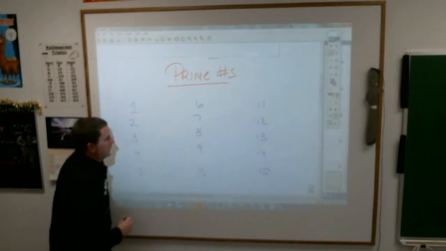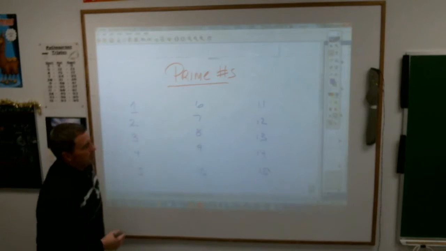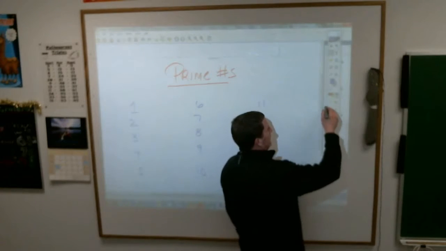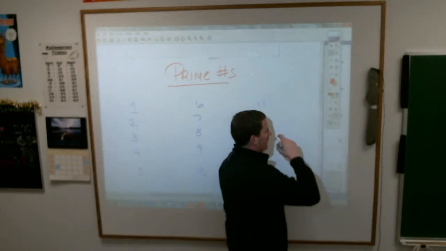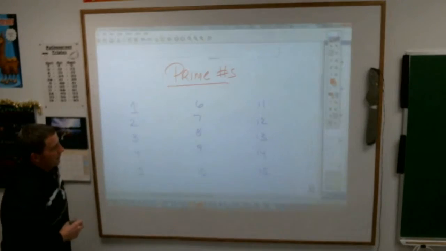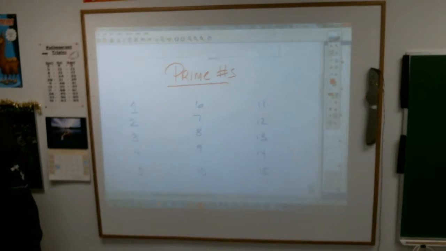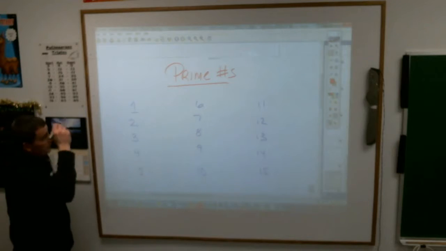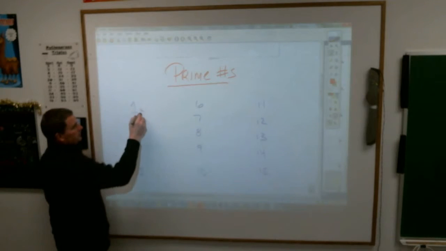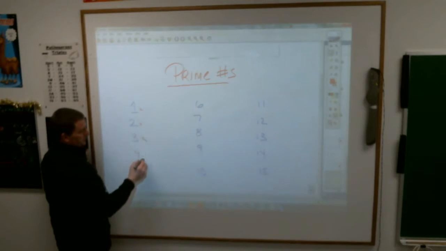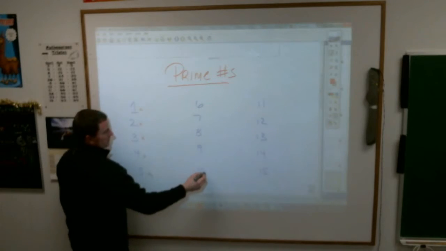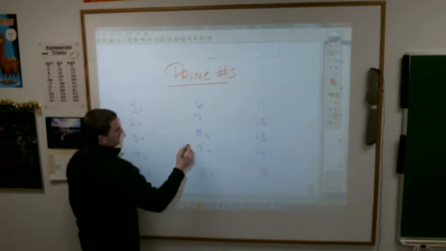Let's start our riveting discussion about prime numbers. When we look at prime numbers and composite numbers, the first thing we have to look at is how many factors, or what are the factors of these numbers? We've done that, list all the factors.